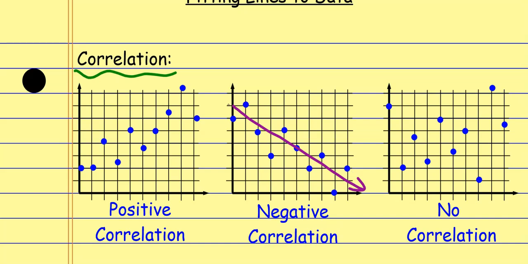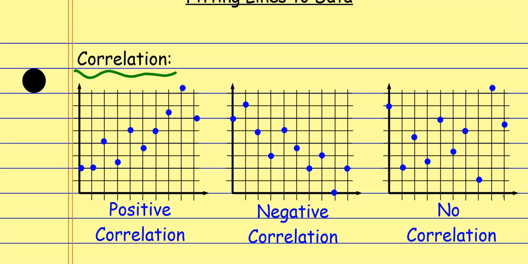And then no correlation just means that there's not really a pattern here. If I were to try to draw a line and ask myself, is that line a good estimate of those points? Well, not really. They're kind of all over the place. If I were to draw this line, is that line a good estimate of the points? Well, it's about as good as the other one, but still not very good. Is this line a good estimate of the points? Well, no, not really, but it's about as good as the other one. See, there's no line that gives me a good estimate of the points. So we say there's no correlation here.